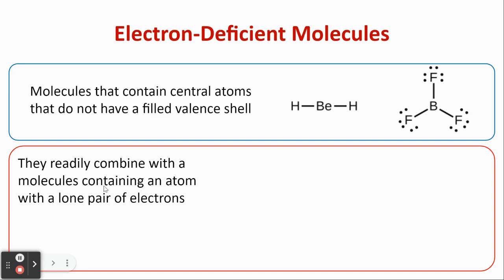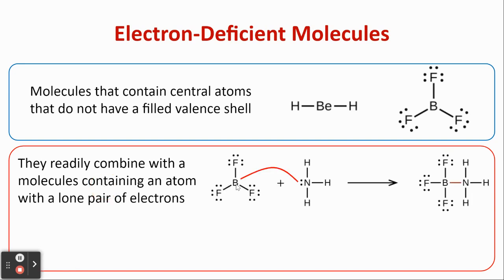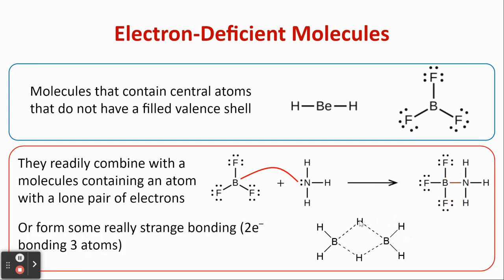Oftentimes, they're going to combine with other molecules containing lone pairs of electrons. As an example, with BF3, because boron is an electron deficient molecule, it often bonds with a molecule of ammonia to make a more stable structure. Or sometimes they even form kind of strange looking molecules. We're not really going to get into these 2 examples, but we should know that beryllium is an electron deficient atom, and boron is also an electron deficient atom.